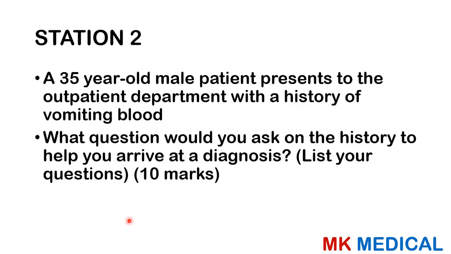Moving on to station 2, a 35-year-old patient presents to the outpatient department with a history of vomiting blood. What questions would you ask on your history to help you arrive at a diagnosis? List your questions. So this is the assumption that you are getting an OSCE exam that is projected.